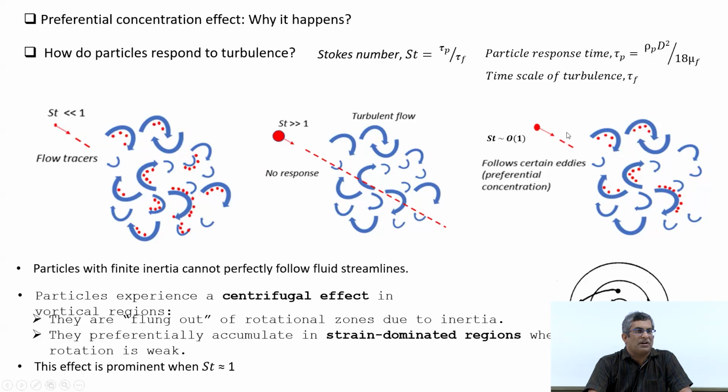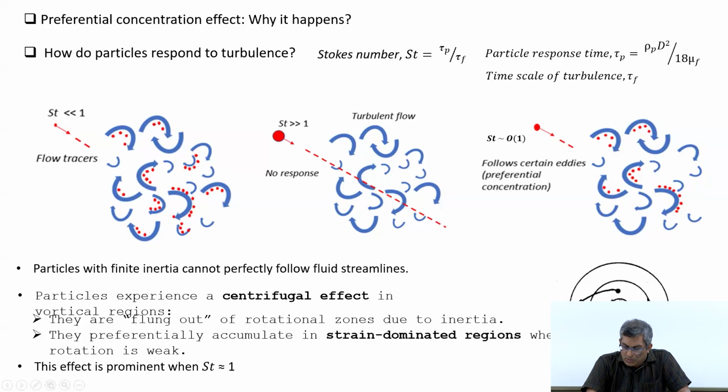But when the Stokes number is of the order of 1, now some interesting phenomena occur. In that case, because of their finite inertia, the particles are unable to follow the fluid streamlines closely. In the small Stokes number case, the particles follow the streamlines always. In this case, they won't. But at the same time, they cannot behave like a ballistic particle as well. They cannot just move out of the flow. So, they respond to the flow in a certain way.